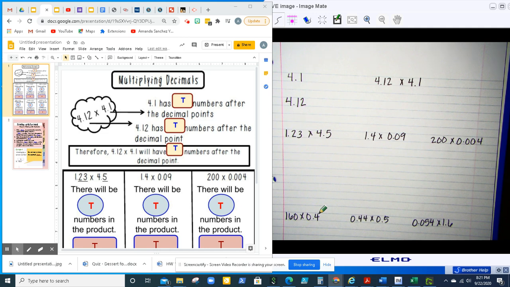Hi everybody, this is Mrs. Sanchez. Today's notes are on multiplying decimals. You guys have worked with integer operations, so we're going to start with multiplying today. Tomorrow we'll be dividing decimals.